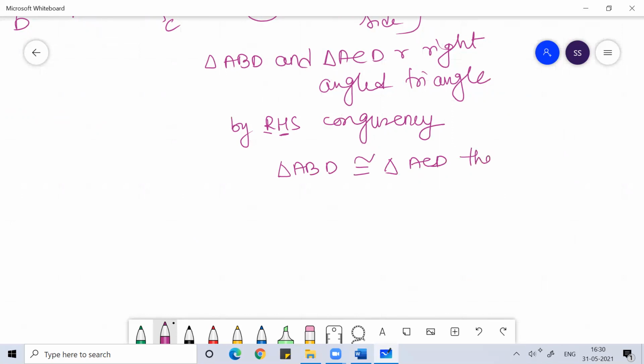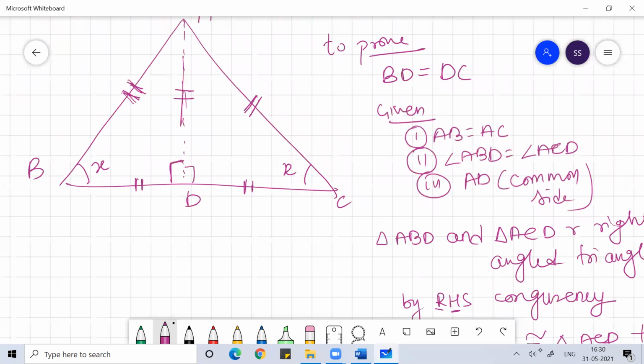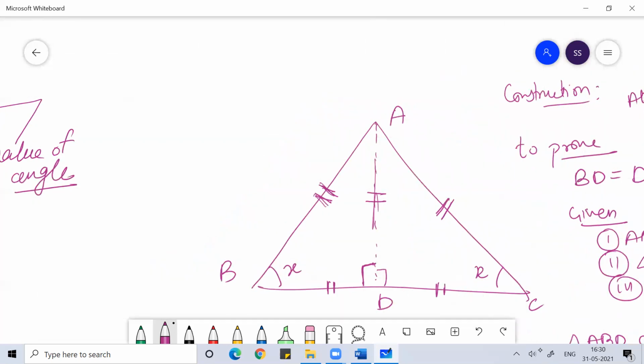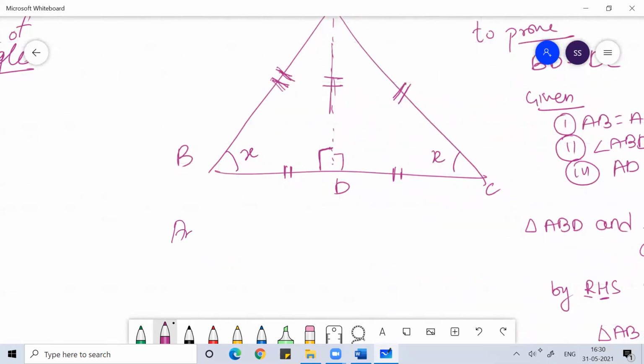If they are congruent, then automatically BD will be equal to DC. This happens in the case of an isosceles triangle, and this happens in the case of an equilateral triangle. You can remember that part. Now, just by using this concept, you can find the area of an isosceles triangle.